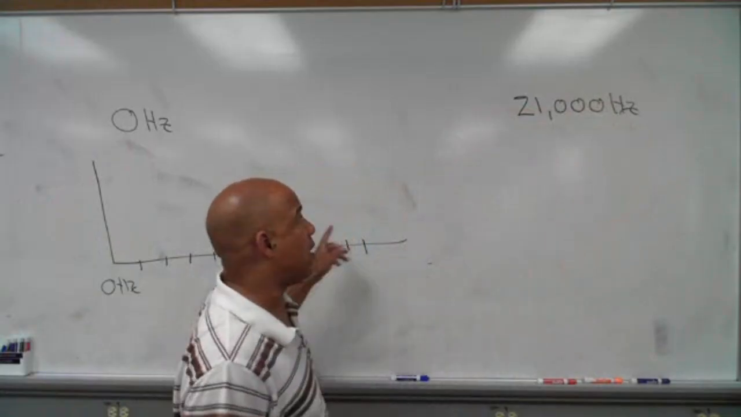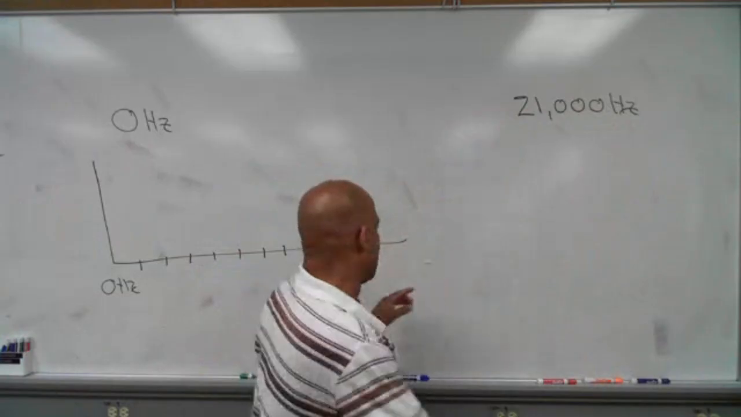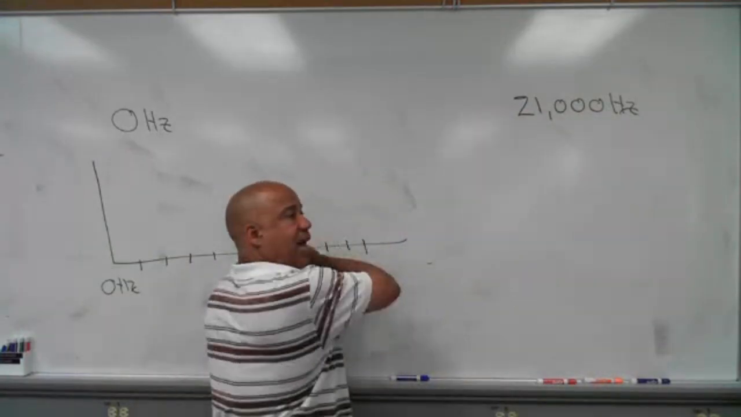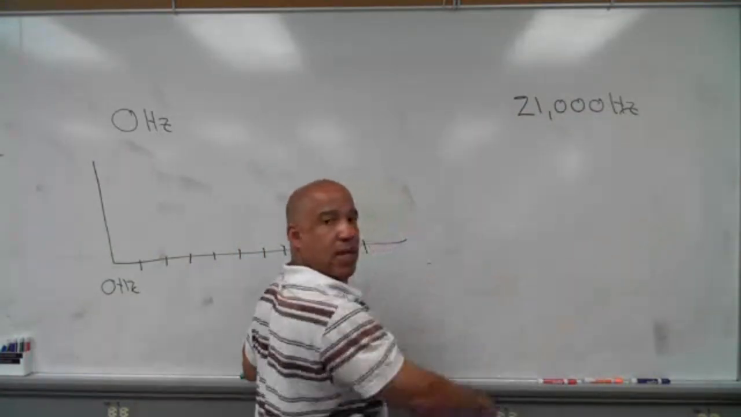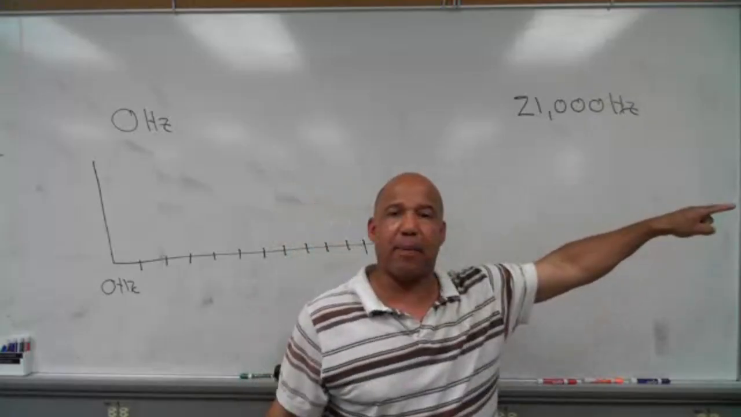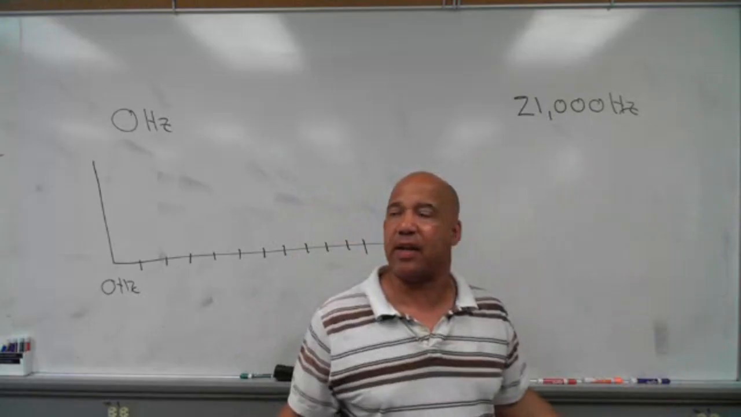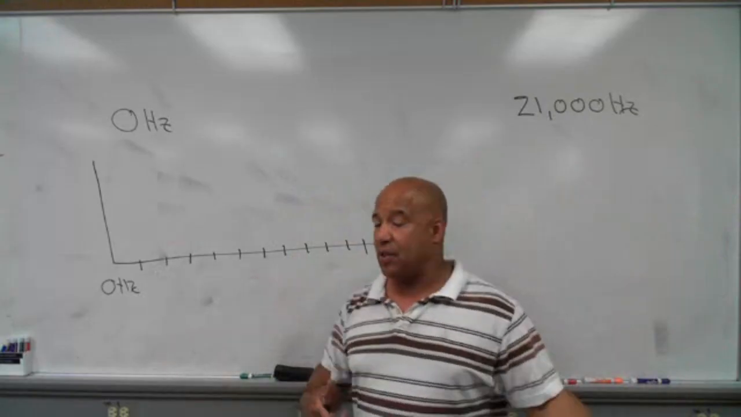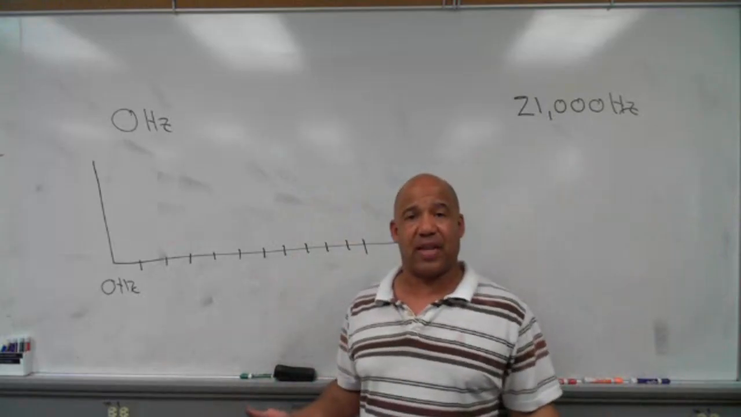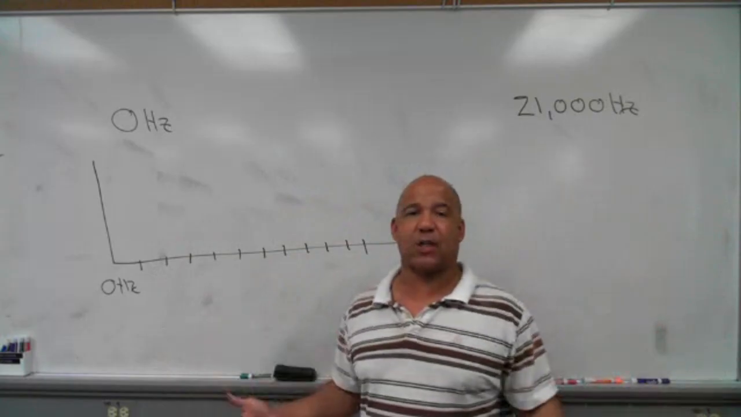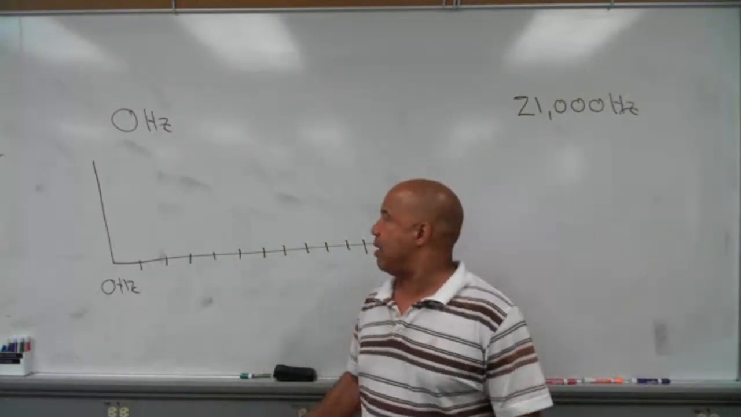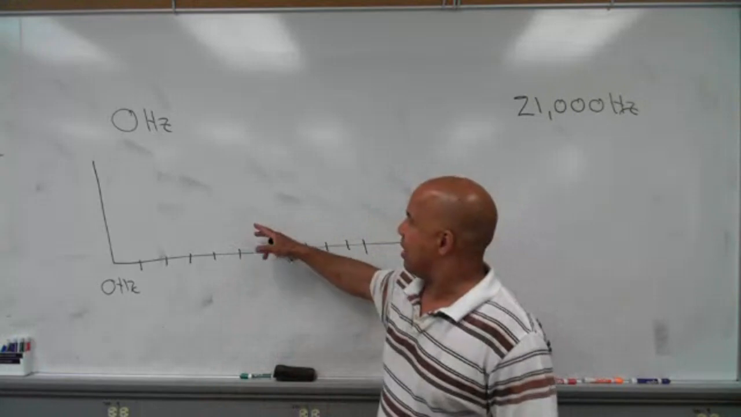If I made this graph with 21,000 tick marks, this horizontal axis, I would have to extend out the window, down the driveway, probably past the flagpole to fit all 21,000 tick marks in there to make my graph. Neither one of those options really works if you think about it. Both of them are nearly impossible to do. So how is it that I can show a graph?